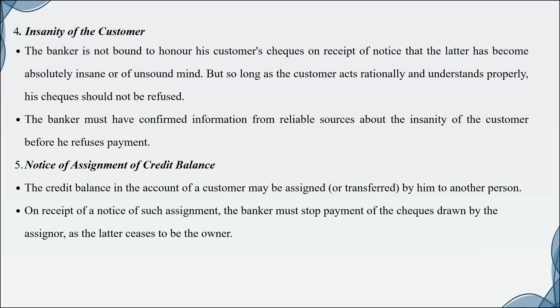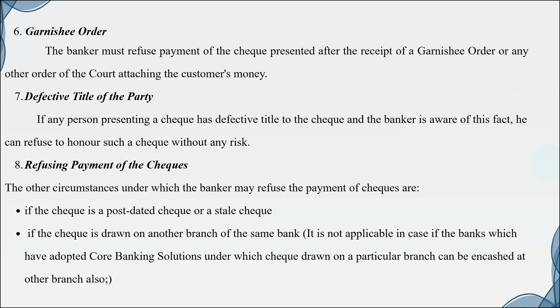The next one is notice of assignment of credit balance. The credit balance in the account of a customer may be assigned by him to another person. After receiving such notice of assignment, the banker must stop payment of checks drawn by the assigner as the latter ceases to be the owner. Then next one is garnishee order. The banker must refuse payment of a check presented after the receipt of a garnishee order or any other order issued by the court attaching the customer's money.